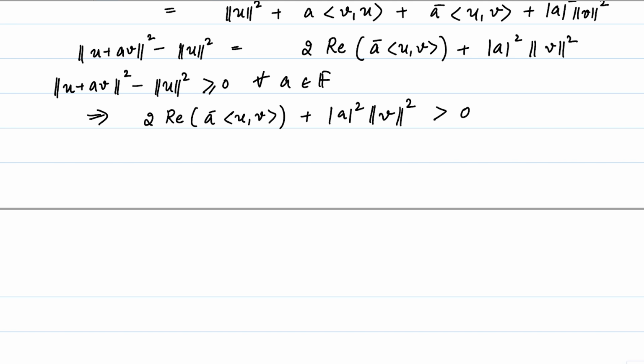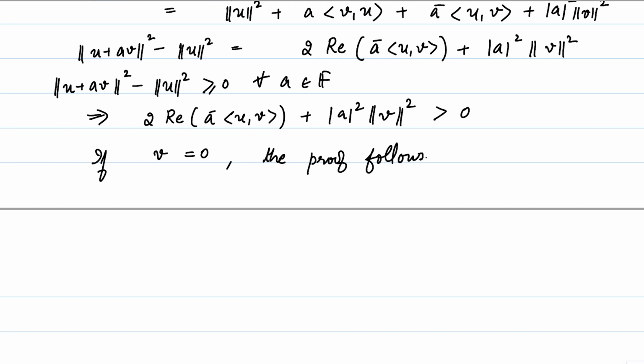So let's carefully pick a. So pick a to be equal to... okay, so let's see, if v is equal to 0, then there is nothing to prove, right? Then u comma v will have inner product equal to 0 and we will be done, right? So the case when v is equal to 0, the solution is clear, the proof follows.